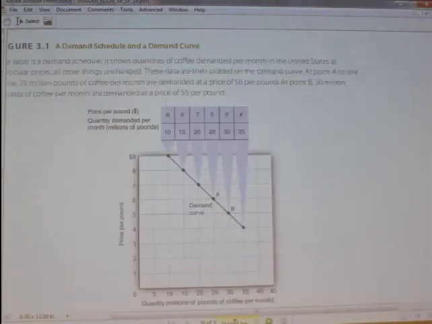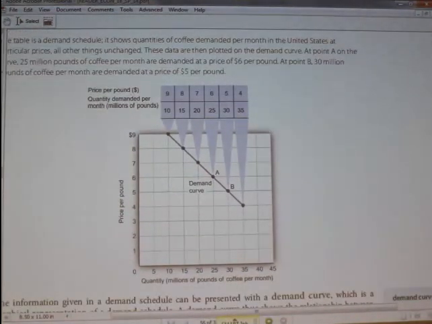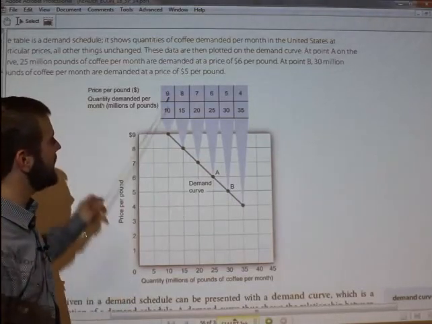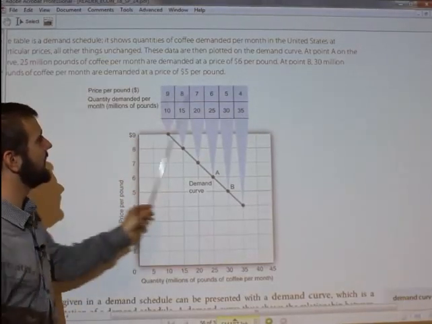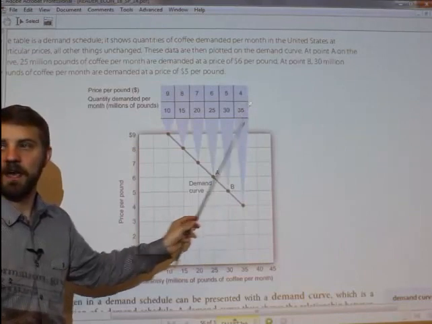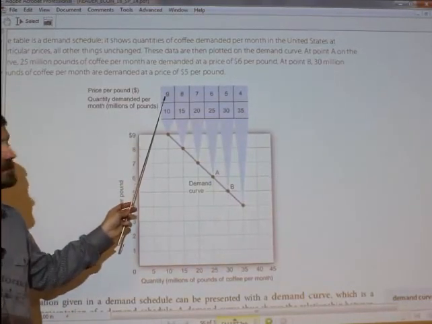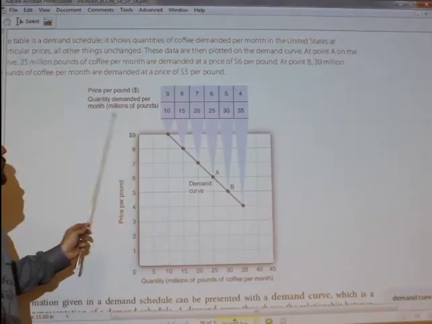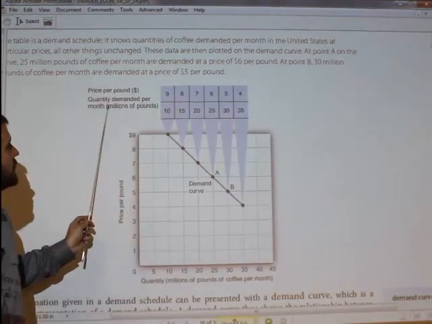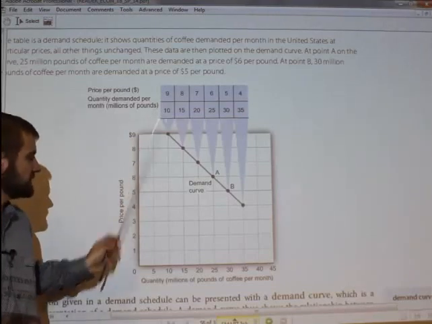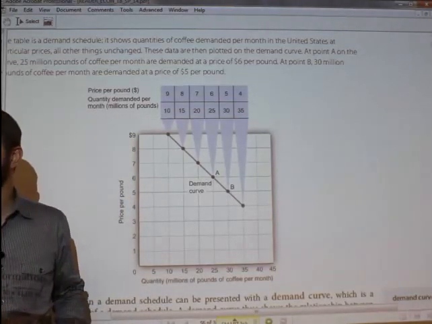Here you have a demand curve. And you also have a demand schedule. So what's the difference? Well, a demand schedule is a table. So this is a table, right? You have 2 rows and 6 columns. And it tells you at every price what quantity consumers want to purchase. And this is in millions of pounds, and we're talking about coffee here.